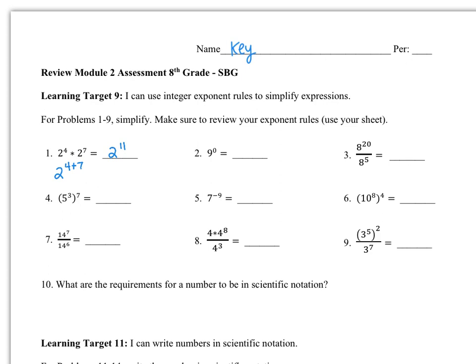For problem number 2, we have 9 to the 0 power, and by our 0 power rule, remember that anything to the 0 power except 0 is equal to 1.